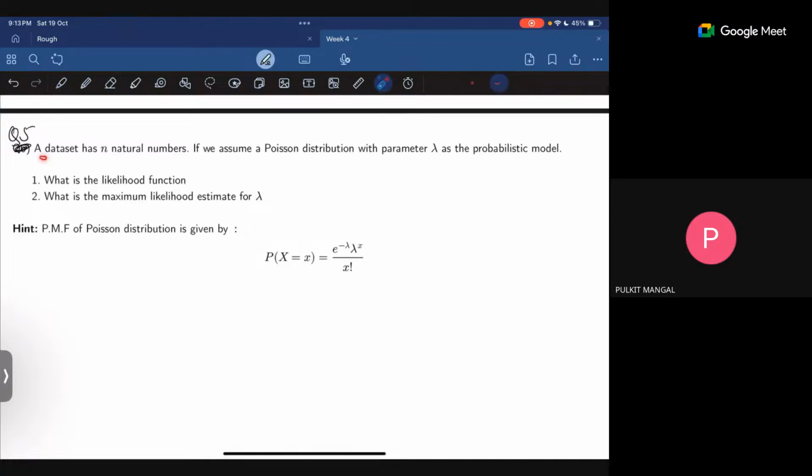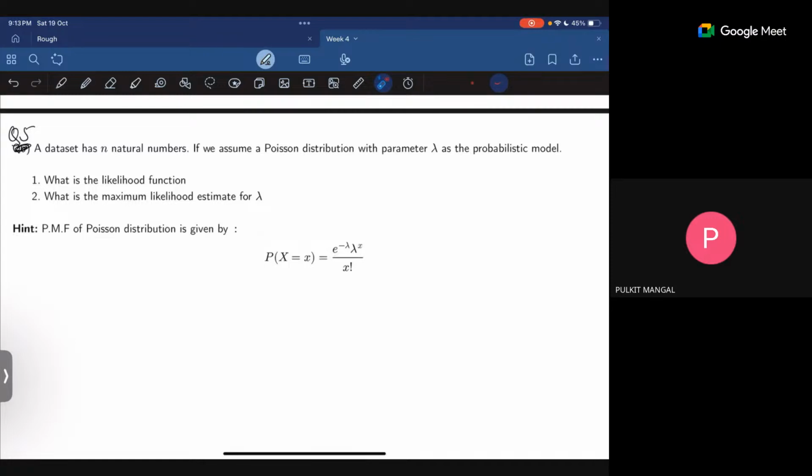The fifth question. A data set has n natural numbers. If we assume a Poisson distribution with parameter lambda as the probabilistic model, what is the likelihood function? What is the MLE for lambda? As a hint, you are given the Poisson distribution. So again, the question is on MLE. I will wait for you to find out.